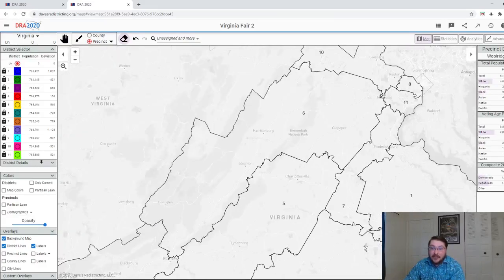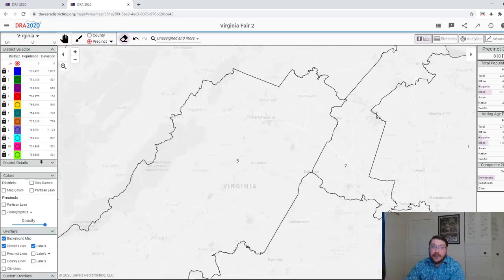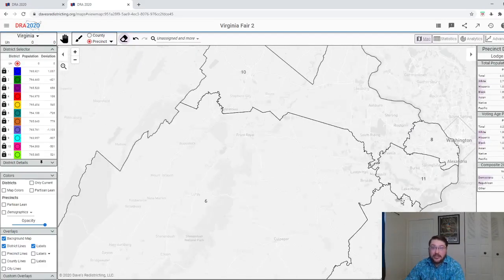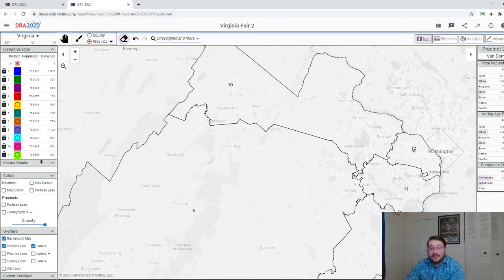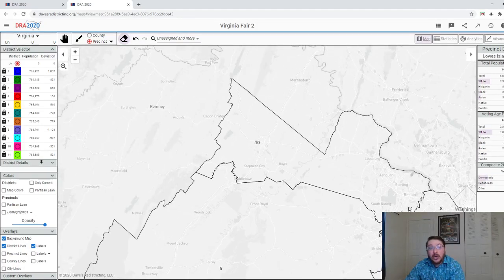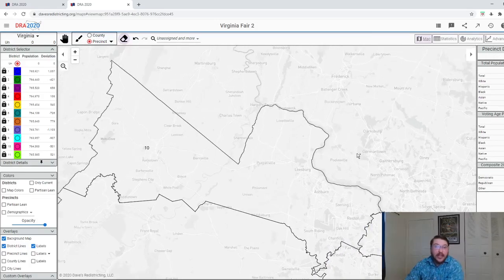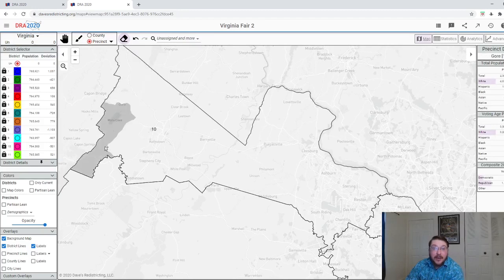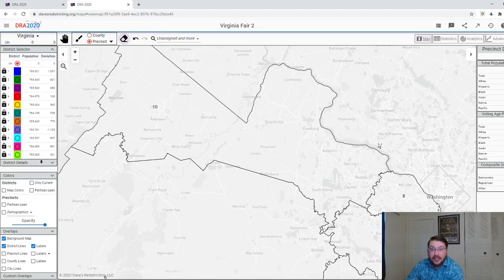The seventh is never going to be competitive because you've got Richmond, very little countryside, and then a little bit of northern Virginia. The 8th and the 11th, never going to be competitive. The 10th could be in a very strong wave year because it includes enough of, I forget which county this is, the one surrounding Winchester. And this is vaguely reminiscent in terms of shape of the old 10th. The old 10th, and the current 10th, kind of dances around Reston.